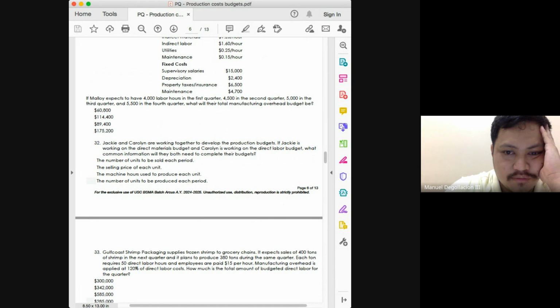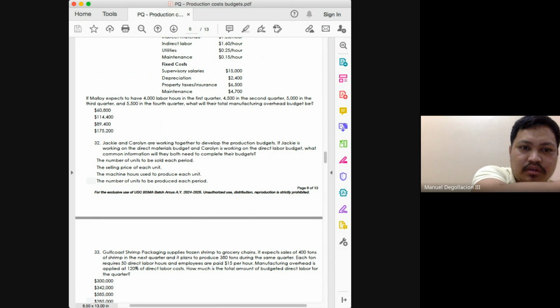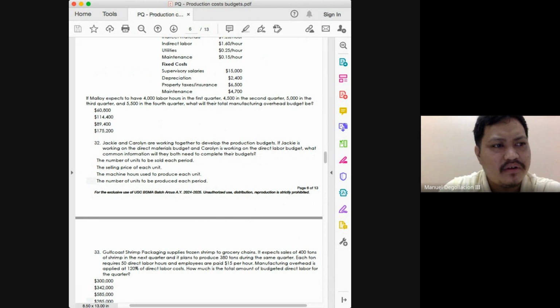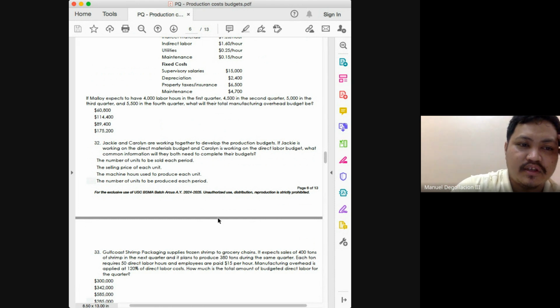The number of units to be sold, no. The selling price, definitely no. The machine hours used, no, that's not needed for direct materials. The number of units to be produced each period, okay. So the best answer here is letter D. You can argue for letter A because the number of units to be produced each period will depend also on the number of units to be sold plus the considerations in inventory. But the best answer here would be the number of units to be produced each period.